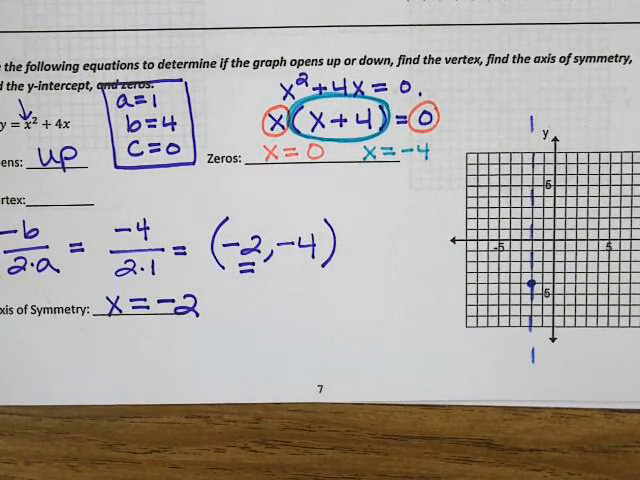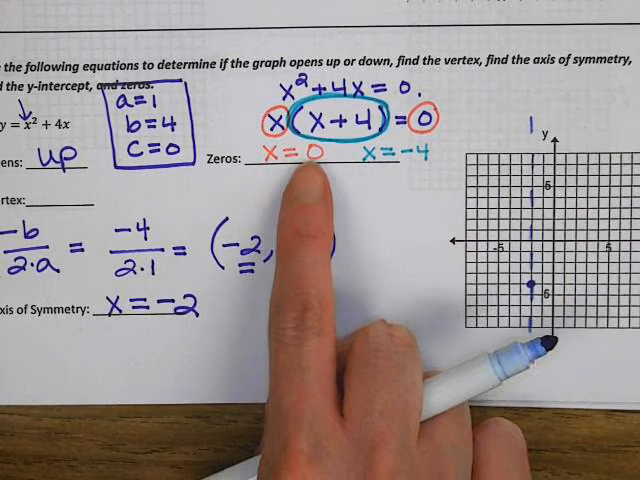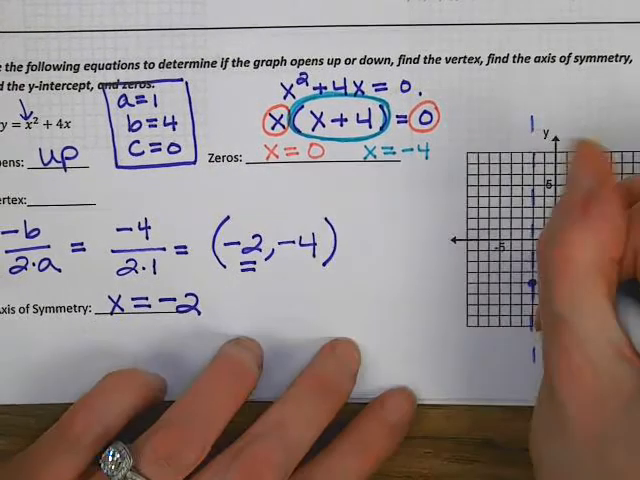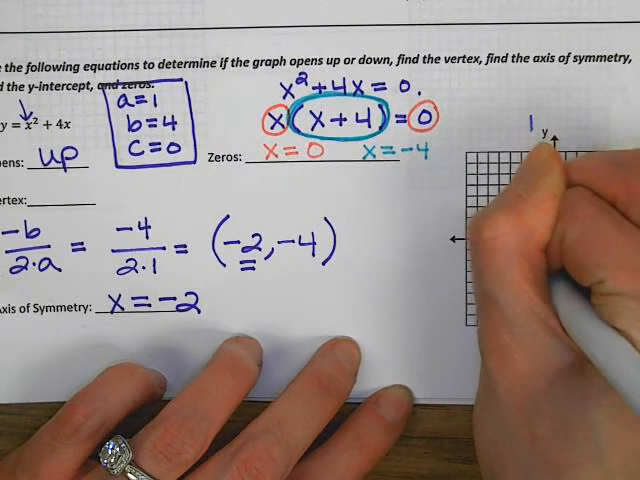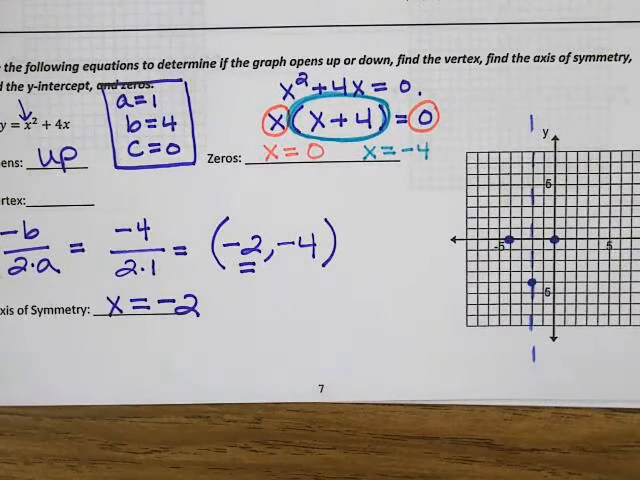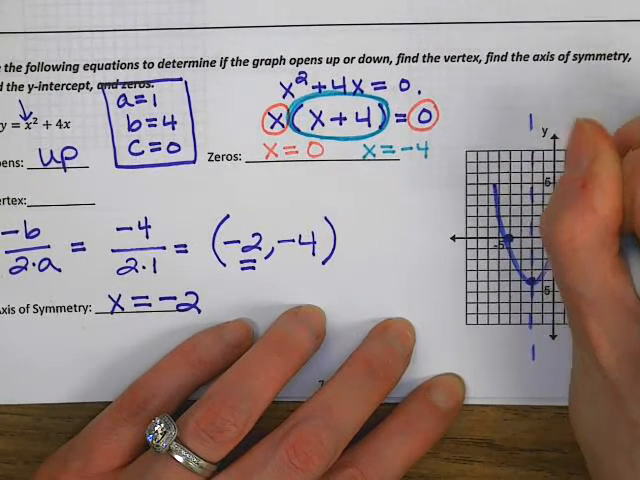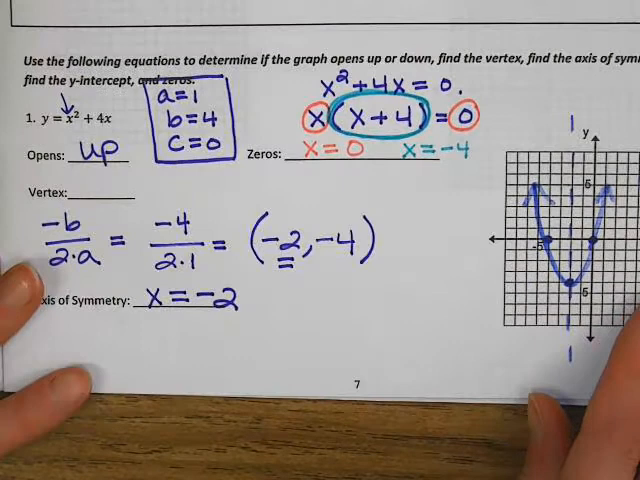That's the halfway point. And then zeros are another word for x-intercepts. These are the two x-intercepts. So we have an x-intercept at 0, and we have an x-intercept at -4. And that's all you need. Those are your 3 points. So we're going to connect the dots and make it look like a U. And that's how you find everything and graph in standard form.